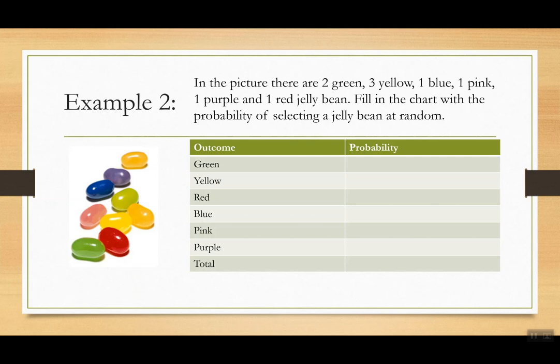First thing I want to do is think, well, what is that? If I have 2 plus 3 plus 1 plus 1 plus 1 plus 1, that's 9. And you could just count them, 1, 2, 3, 4, 5, 6, 7, 8, 9. So I have 9 jelly beans. It says 2 of them are green, so the probability of green would be 2 over 9.